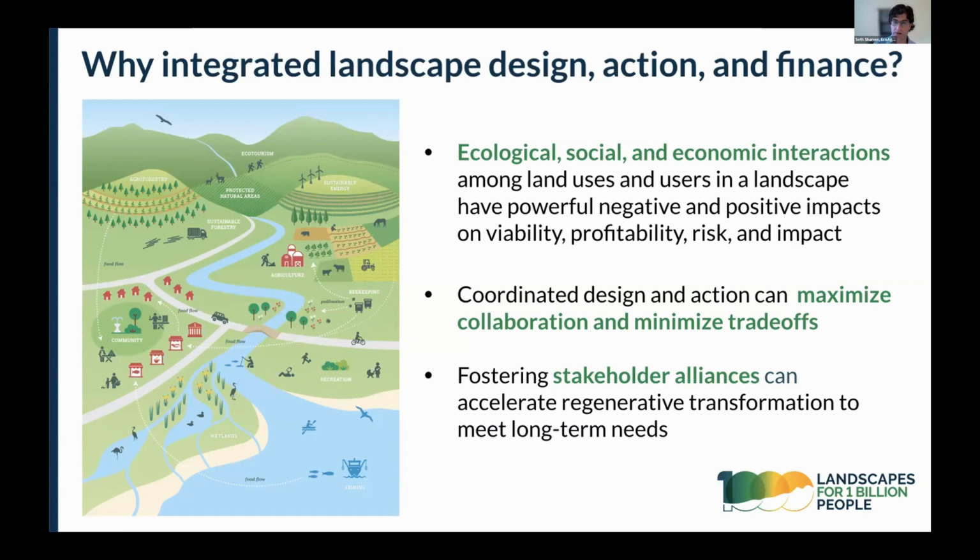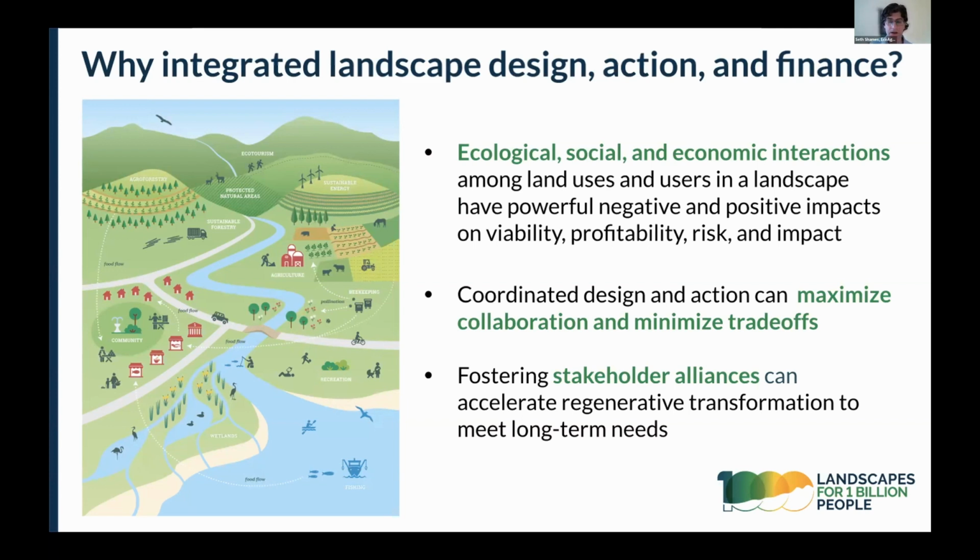A landscape partnership, as we describe it, is a voluntary alliance of actors who manage or depend on the resources in that landscape to pursue a thriving future that benefits everyone. So why is it important to look at land or resource challenges through a landscape lens? Well, first, because ecological, social, and economic interactions among land uses and users in a landscape can have powerful negative and positive impacts. So these affect the viability, profitability, risks, and impacts of individual farms, businesses, projects, markets, and communities.